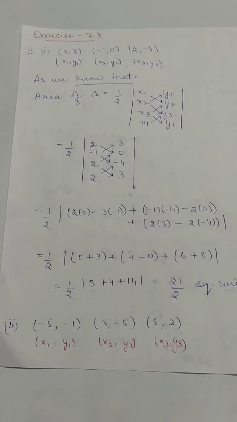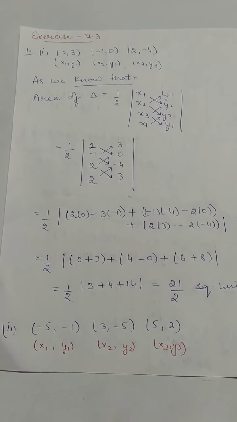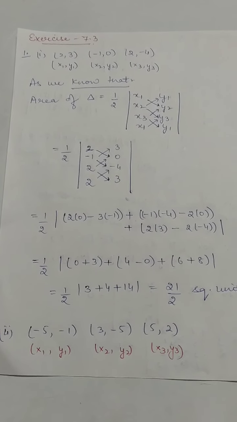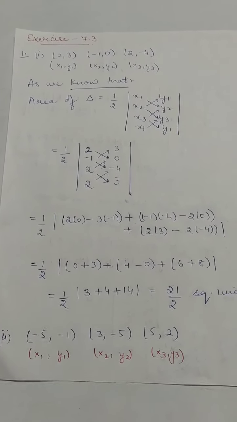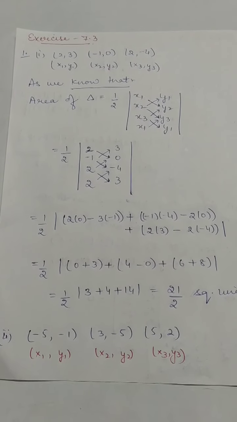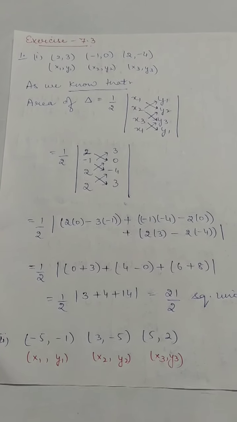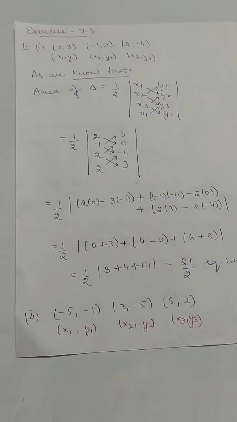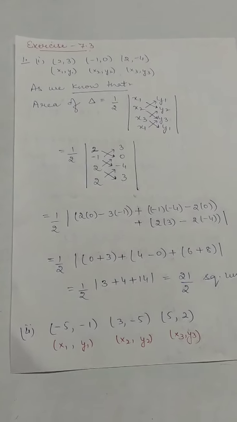Hello students, so today we are going to start with exercise 7.3. So the first sum is, there are three coordinates which are given to us. We have to find the area of triangle using these three coordinates. As we know that in a triangle there are three vertices and these three vertices represent the three coordinates.